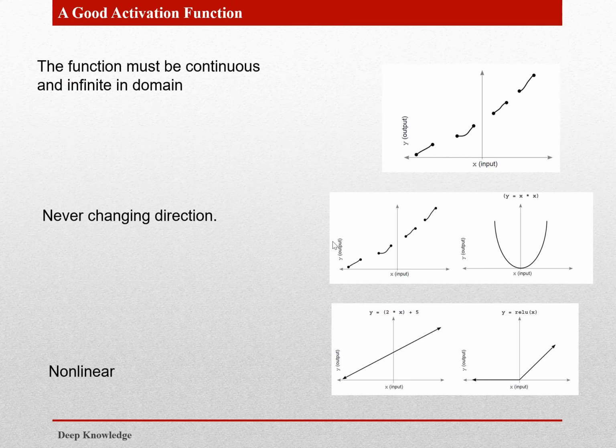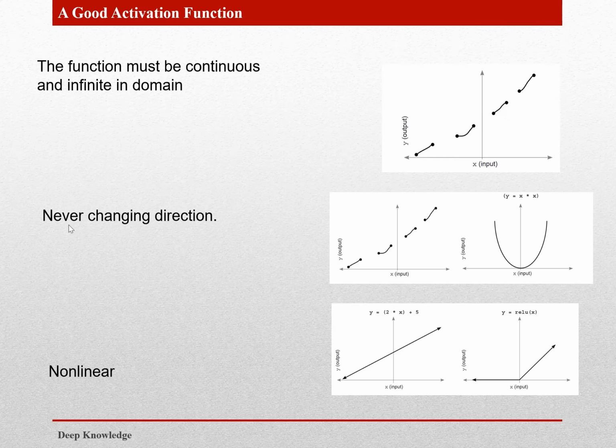Here is how we can choose and how we can see that this is a good activation function. A good activation function must be continuous. For example, if you have x, you have to have a value in y. It's impossible to have x but no output.